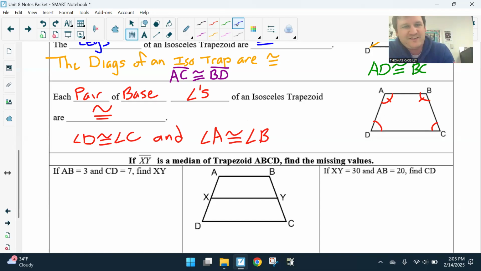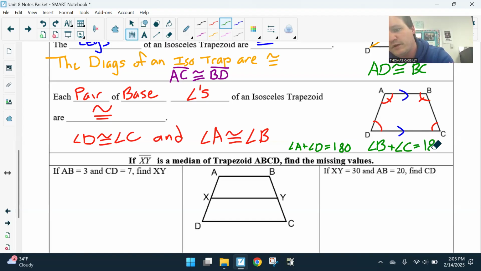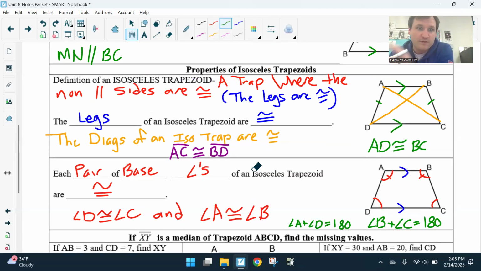All right. Now, I guess another property we could say here is keep in mind these are parallel. So what can you say about angle A and angle D? Angle A plus angle D. Well, those are same side interior angles. There's a unit 2 throwback. That is equal to 180 degrees because same side interior angles of parallel lines are supplementary. Similarly, angle B plus angle C equals 180 degrees. All right, and that one's done, right? So that's what an isosceles trapezoid is. That's pretty much everything I want to say about those guys.